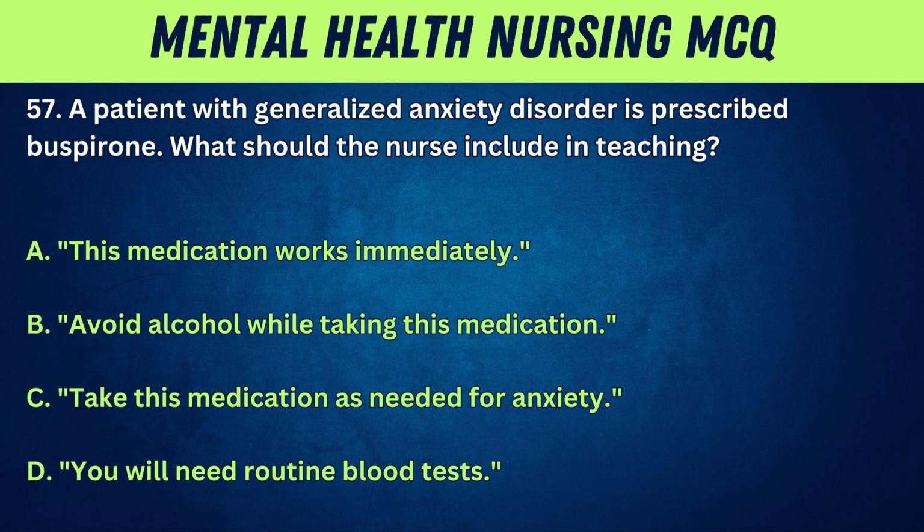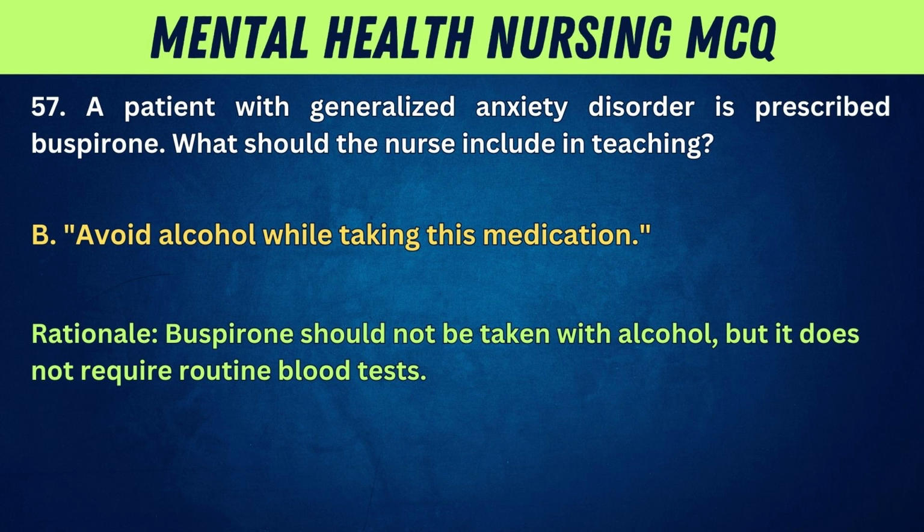57. A patient with generalized anxiety disorder is prescribed buspirone. What should the nurse include in teaching? A. This medication works immediately. B. Avoid alcohol while taking this medication. C. Take this medication as needed for anxiety. D. You will need routine blood tests. Answer: B. Avoid alcohol while taking this medication. Rationale: buspirone should not be taken with alcohol, but it does not require routine blood tests.